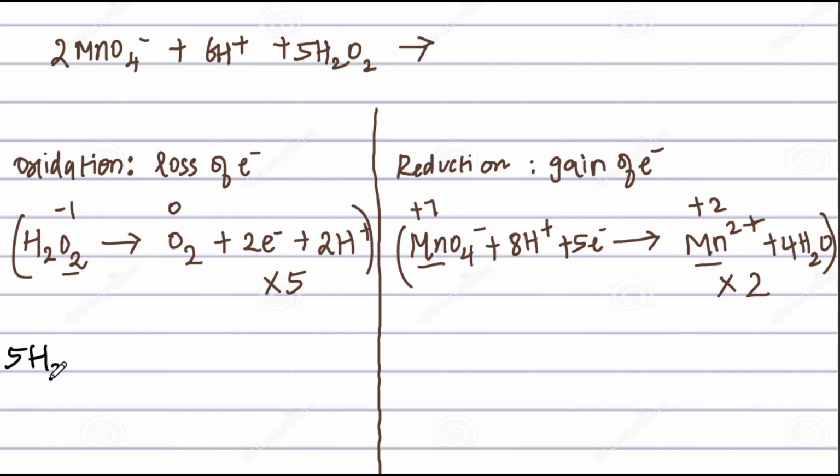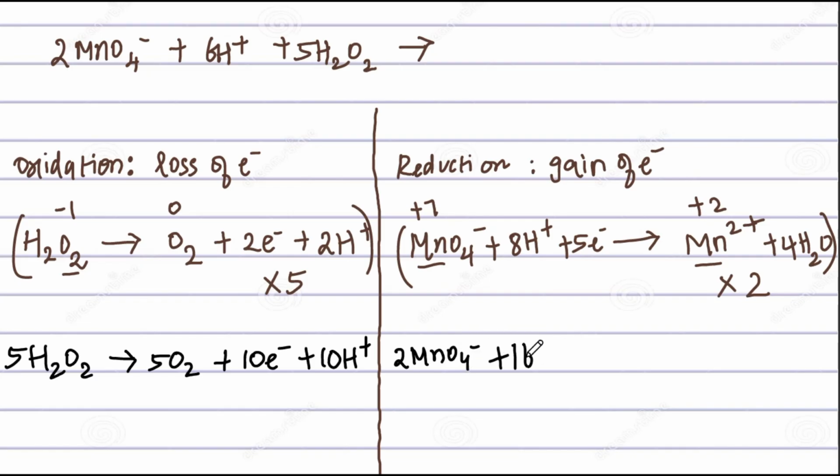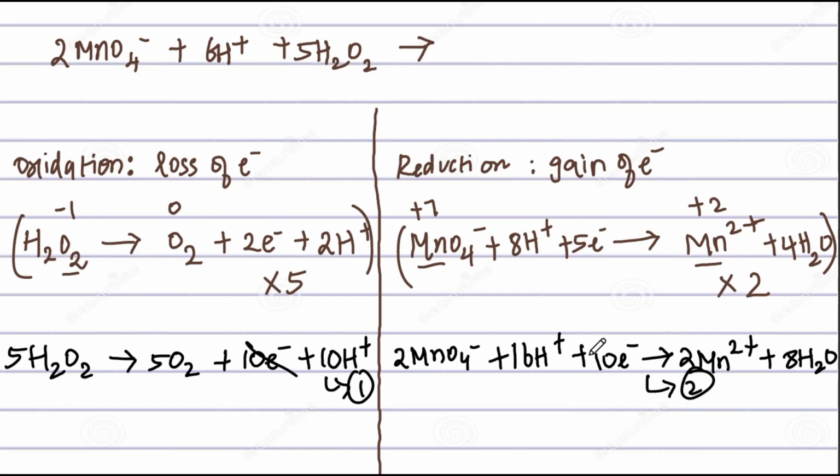So 5H2O2 gives 5O2 plus 10 electrons plus 10H plus. Then the reduction half reaction is 2MnO4 minus plus 16H plus plus 10 electrons gives 2Mn2 plus plus 8H2O. Now you have to add the first equation and the second equation. So let us cancel the 10 electrons on the product and reactant sides. Now let us add these equations.